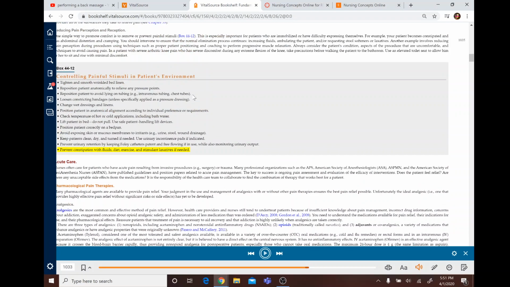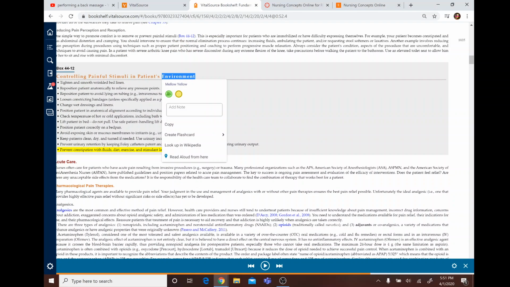I think these are important. These are some ways to control the stimuli in the environment. We'll go over these a bit later.